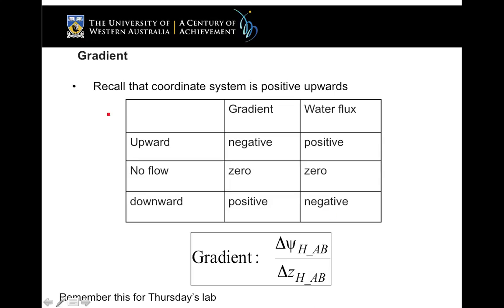If we recall that the coordinate system is positive upwards, right? If the hydraulic gradient is negative, then we have upward flow. If the hydraulic gradient is 0, we have no flow. If the hydraulic gradient is positive, we have downward flow.